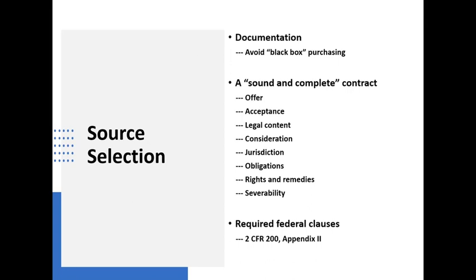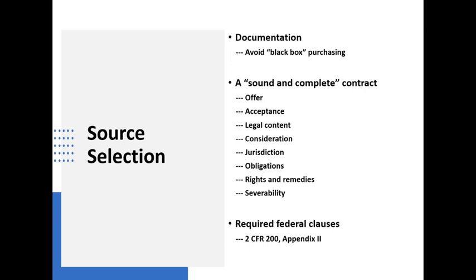What are the obligations of both parties? And what are the rights and remedies if those obligations are breached? And finally, severability, that if one provision of the contract is determined to be invalid, it doesn't invalidate the entire document. That's a starting point for what needs to be in the contract.